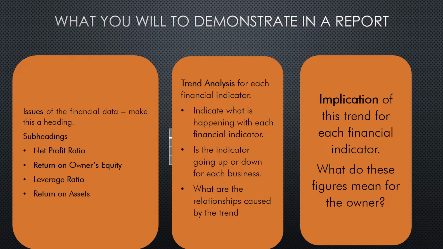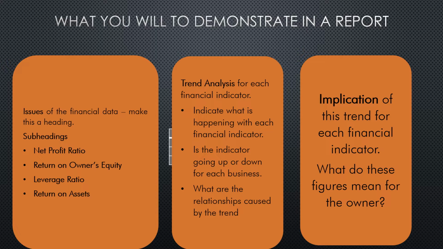In the exam, you will have an extended response in which you'll have to write or type 400 to 500 words. Within that report, here's the structure that you're going to use. First of all, you're going to have to identify and explain the issues within the two financial reports, the statement of profit or loss and also a statement of financial position. Within those, you're going to analyze four ratios: the net profit ratio, the return on owner's equity, and the leverage ratio. We're going to leave our return on assets for a later unit.